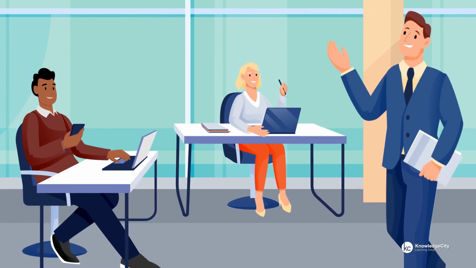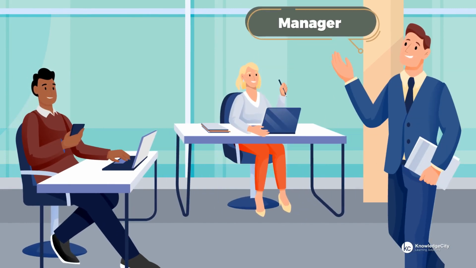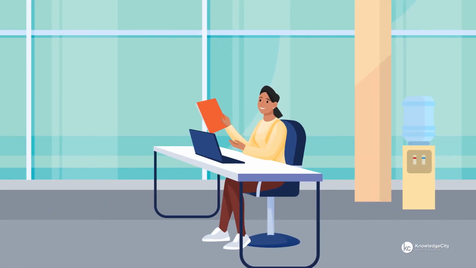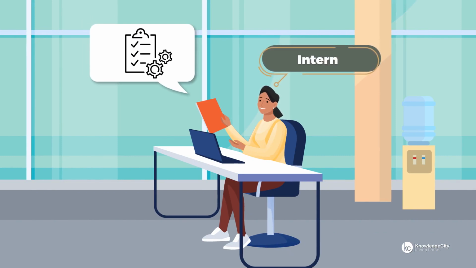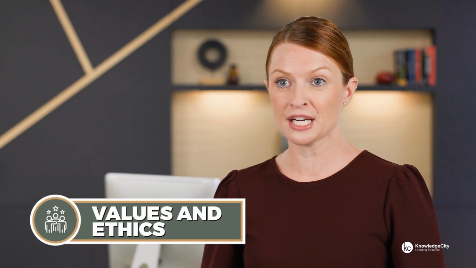For example, your team may have a manager who leads the team and a lower level employee like an intern who helps to complete the more simple tasks. Values and ethics are also important characteristics. These are expectations for right and wrong and the prioritization of what is most important to the team.